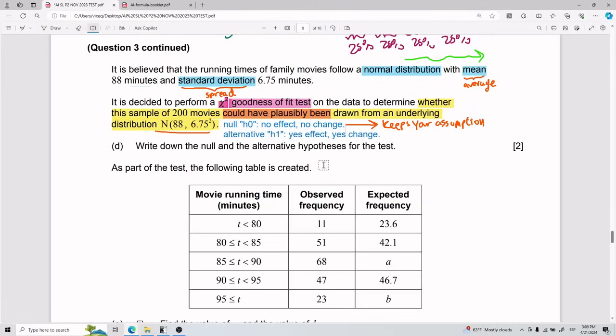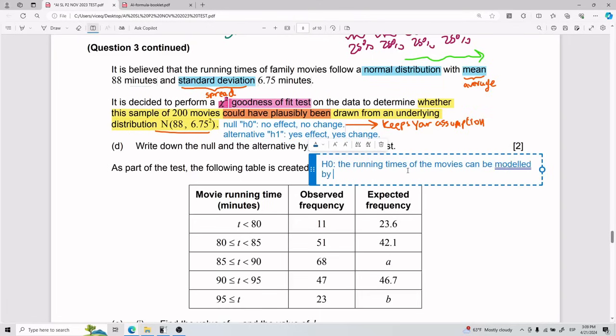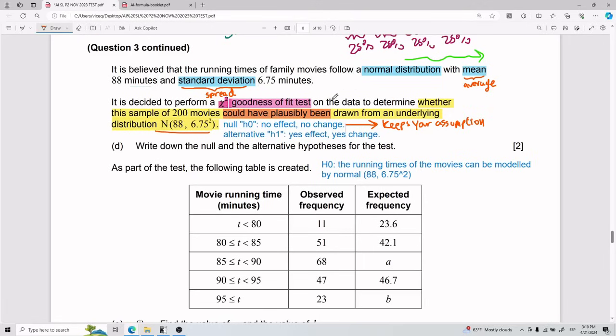And so H0 technically from here would be: the running times of the movies can be modeled by a normal 88, 6.75 squared. This is the first big thing we have to say. So H0 is no effect, no change. It keeps your assumption. They're assuming a normal distribution, so it can be modeled.